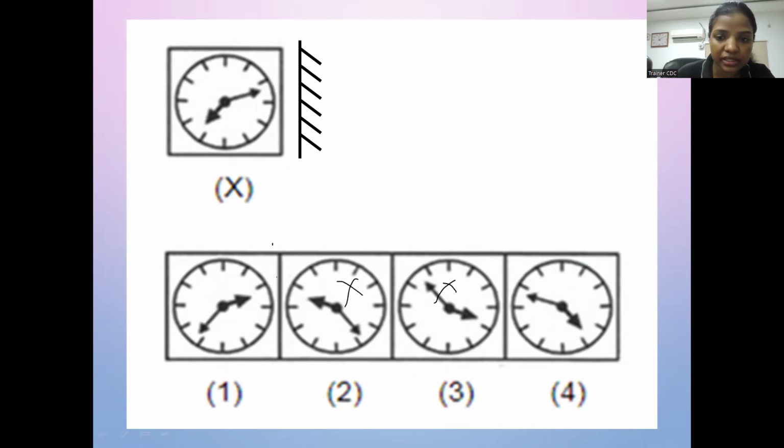So, what do you think? What is the opposite of this? I think the opposite of this is here, correct? So our correct answer is, sorry, the opposite of this is exactly here. So our correct answer is option number 4. Yes.